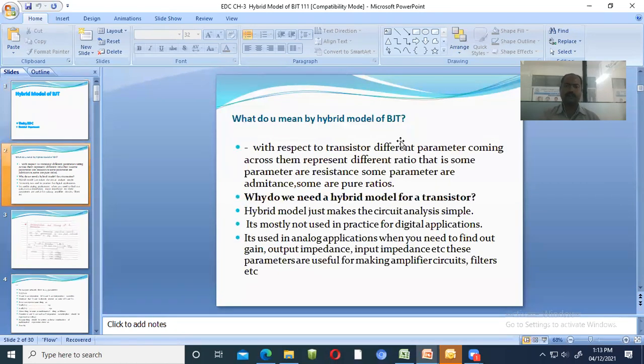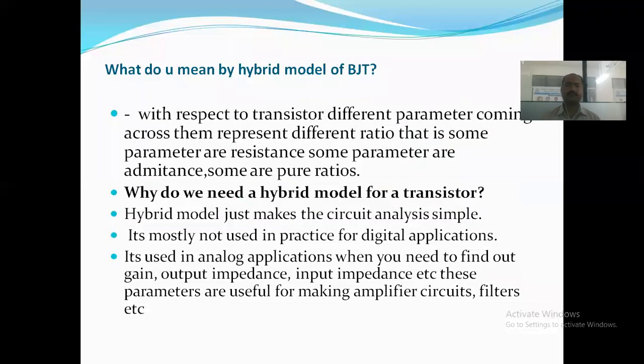Now see, what do you mean by hybrid model of BJT? This is one of the important things with respect to the hybrid parameters of the BJT. Now see, when we have to analyze the BJT, one of the important things is that we have different techniques, that is Z parameter, Y parameter. What are they? I'll explain.